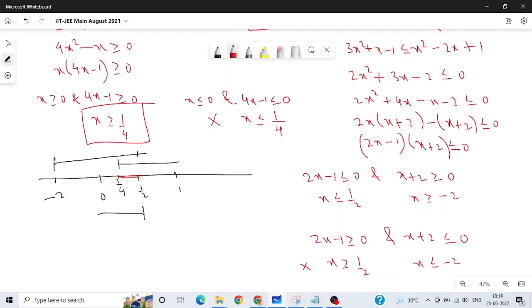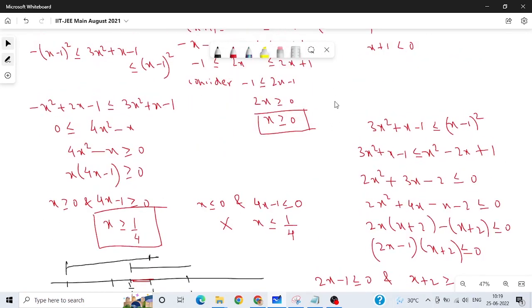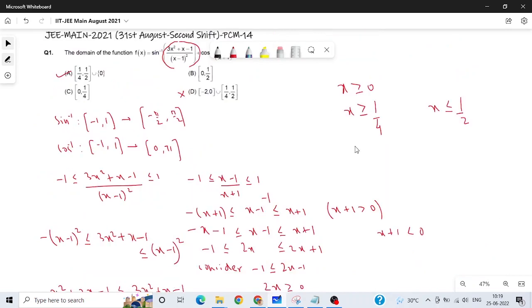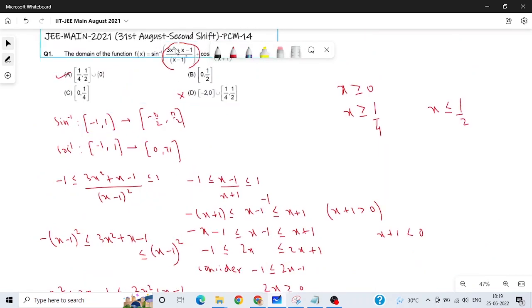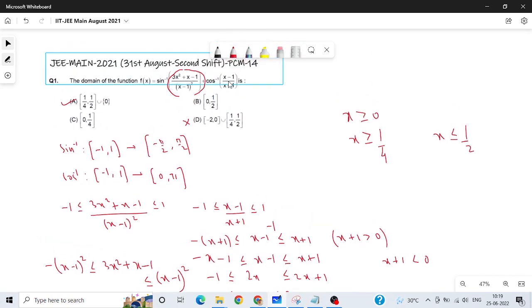So this is how we get that A is correct, and it's very easy to see that 0 satisfies both conditions. If we take x equal to 0, this value turns out to be −1 and the other value also turns out to be −1. So they lie in the domain of sine inverse and cos inverse. So this is how we get the complete answer, and the correct answer is option A.